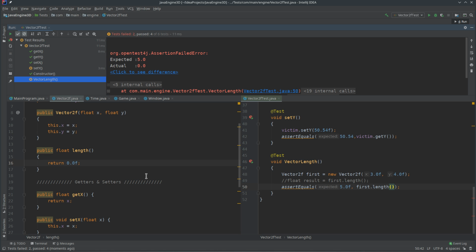Vector length, vector length, vector length. How do we do vector length anyway? It's a formula, isn't it? It's Pythagoras. So let's try a formula instead of returning a hard-coded 0, 0.